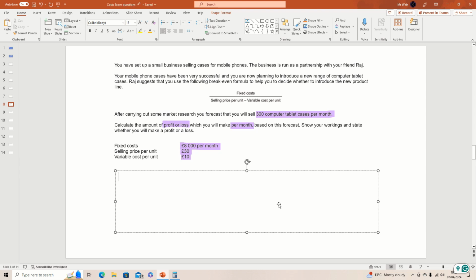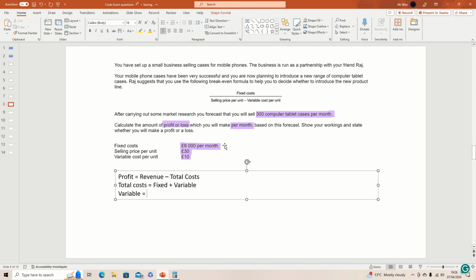So to work out profit, it is revenue minus total costs. So we need to work out what our total costs are. Total costs is fixed plus variable. So we need to work out what our variable costs are. Because the fixed is already there at 8,000, we need to work out variable.